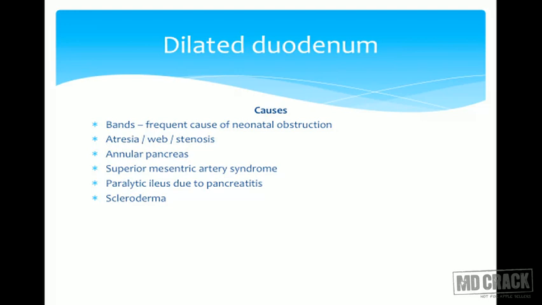Superior mesenteric artery syndrome: what it does is the superior mesenteric artery, as it arises from the aorta and goes downwards, compresses the third part of the duodenum. Paralytic ileus due to pancreatitis, and scleroderma.